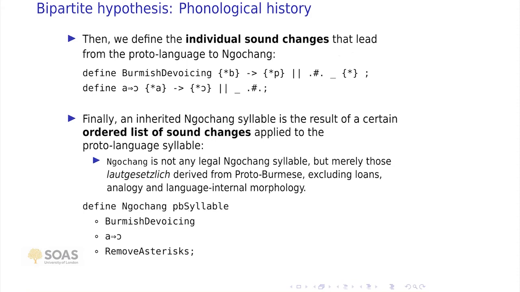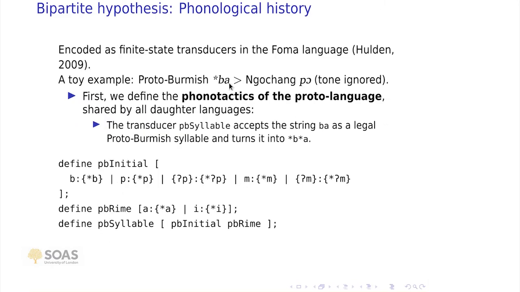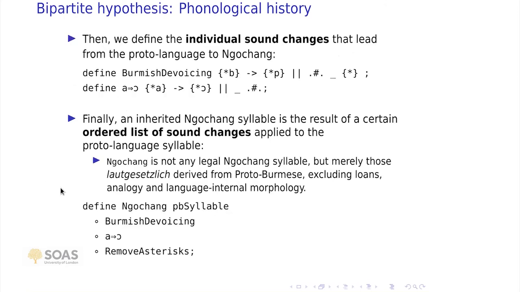Then we need to define the individual sound changes that lead from the proto-language to Ngochang. For example, here's a rule of devoicing, which turns B into P. And here is a rule that turns R into O, so that we get Bo from Ba. And finally, we have this transducer called Ngochang, which defines not any legal Ngochang syllable, but a perfectly inherited Ngochang syllable, which is lautgesetzlich derived from Proto-Burmish, excluding loans, analogy, and other shenanigans.